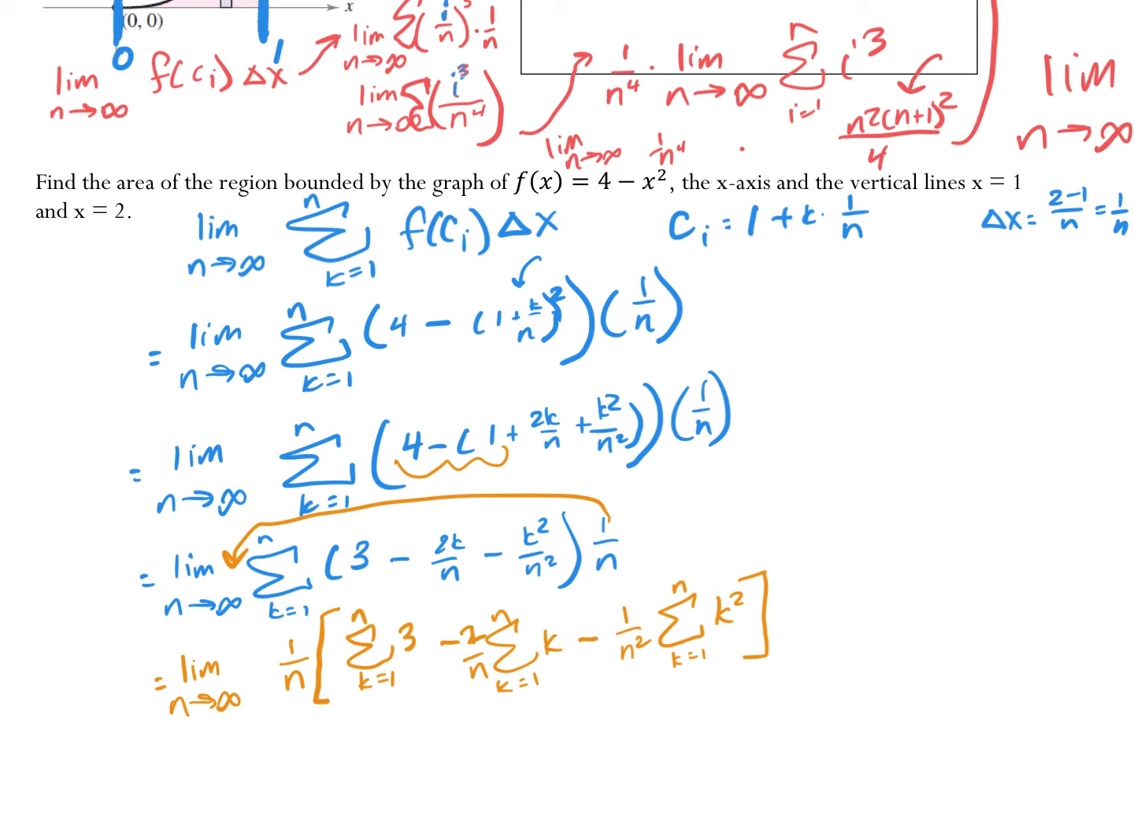So to get from here to here, I took this 1 over n, since it's just a constant, and I moved it in front of all of those summations. And then I just gave the summation sign to the 3. I brought the 2 over n out and just left the k. And then the k squared.